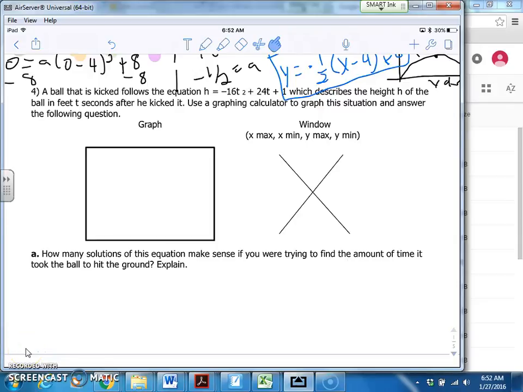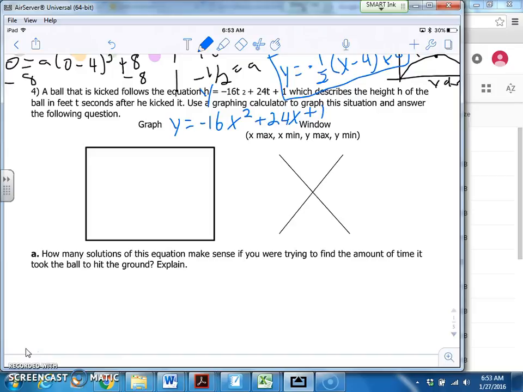Alright, video number 2. We're looking to graph the equation here and then answer the questions. So we're graphing the equation. You want to think of it as y equals. So on Desmos, you would type y equals, and instead of t, you're going to type x. That 2 looks a little misplaced, so I'll rewrite it all for you. Y equals negative 16x squared plus 24x plus 1.